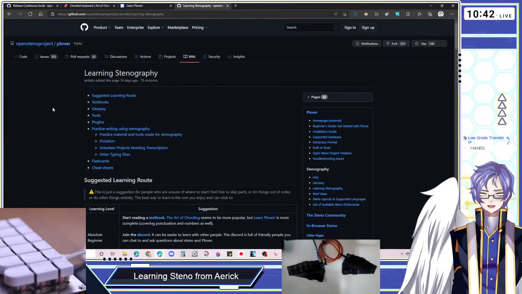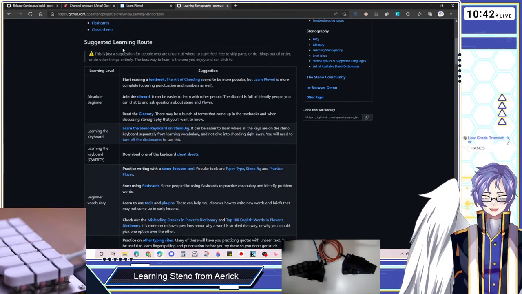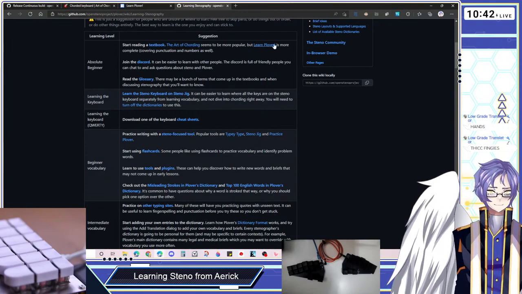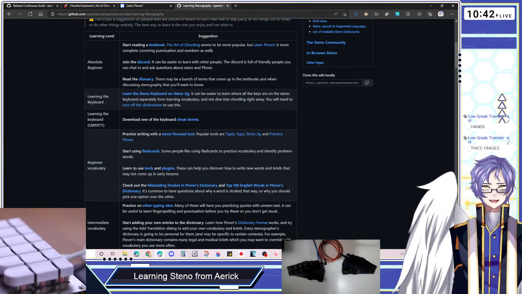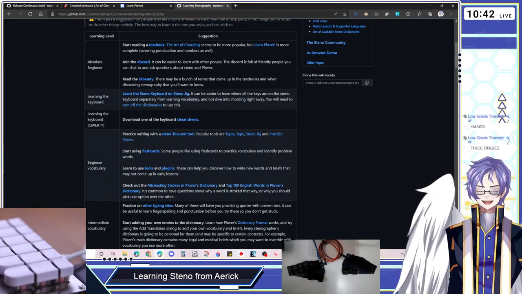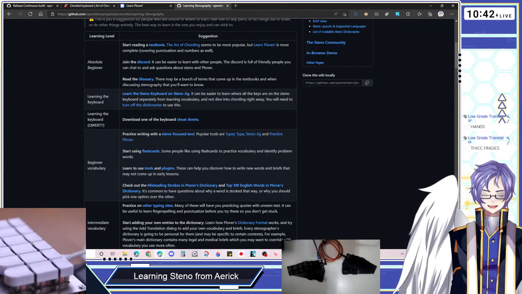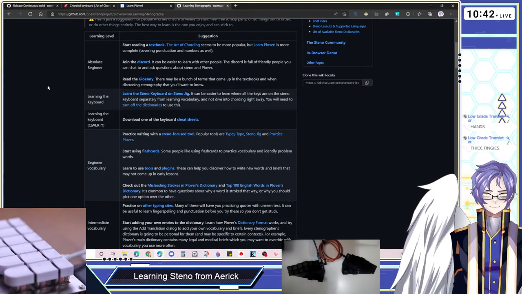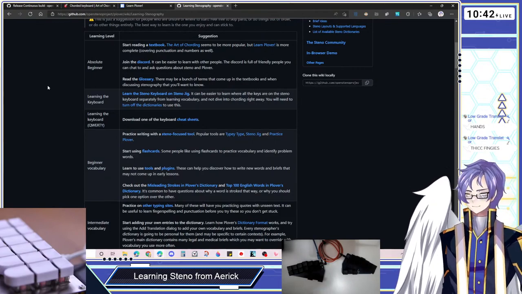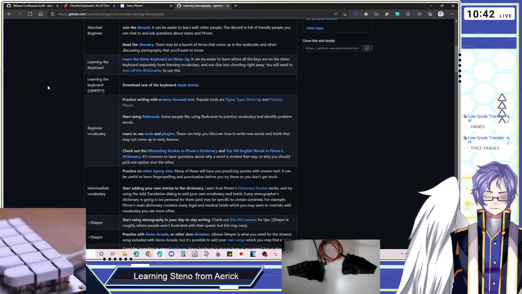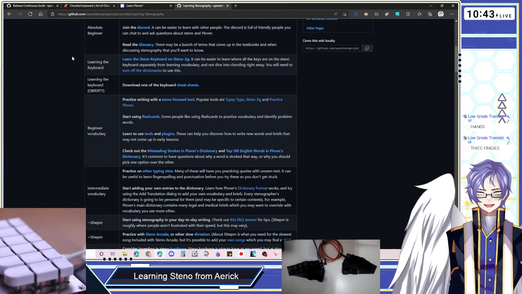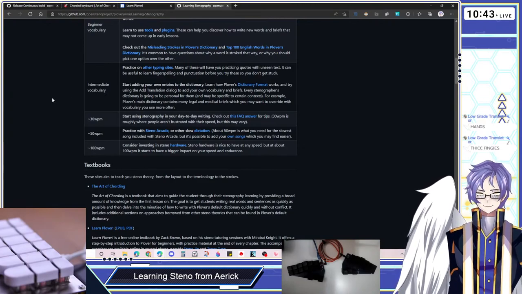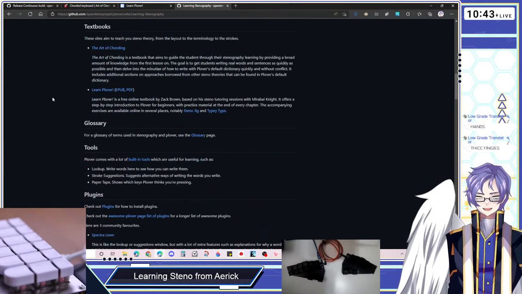Is it this one? Yeah, that's it. Suggested learning route, absolute beginner. Okay, so we start with a textbook. There are two of them. And join the Discord. I love that join the Discord is part of the instructions. We like helping folk out, so if they have questions, it's really easy. I'm pretty active, a lot of other people are pretty active. They ask a question, five minutes later, the answer is given. Fair enough. So we just go down this path, and lots of practice, I imagine. Yeah, definitely.